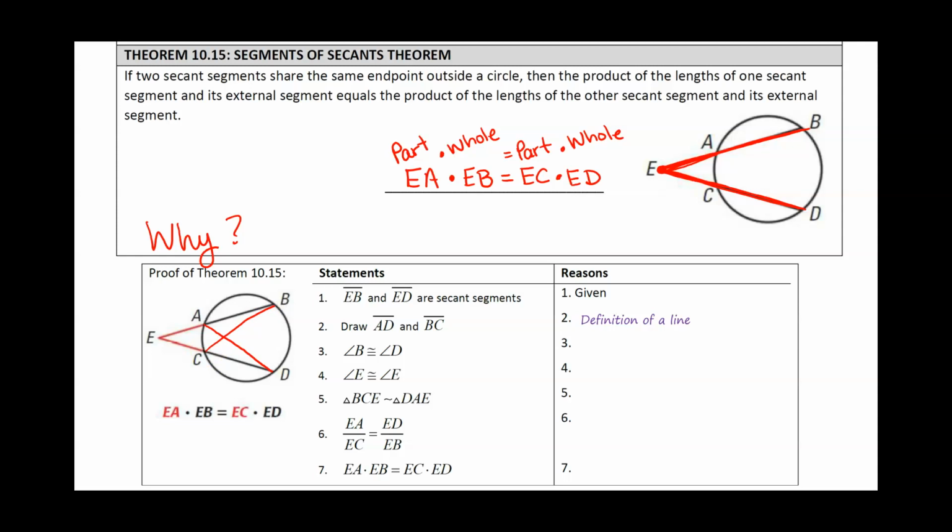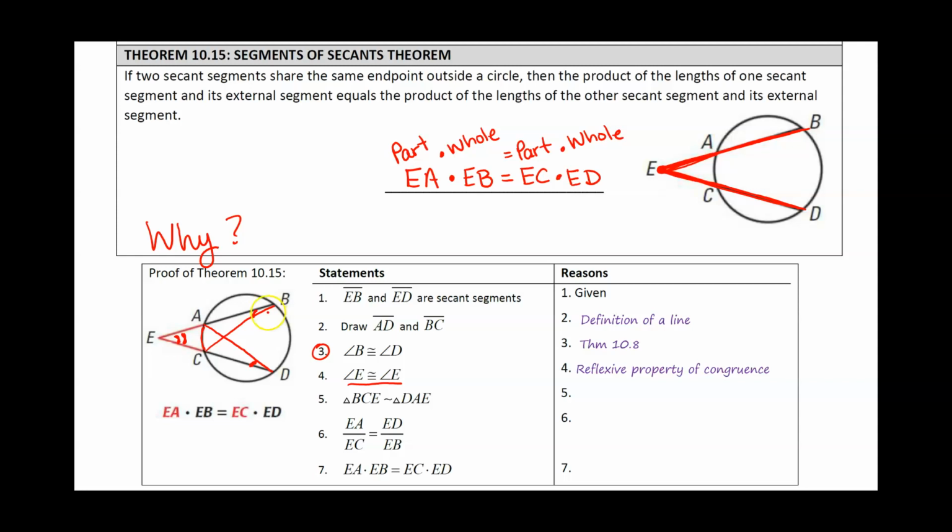Now, why are B and D congruent in step 3? Well, they are intersecting the same arc of AC. So it's still 10.8. But that only gives us one angle. So in step 4, you'll notice we have angle E is congruent to angle E. Well, we know that because it's the same angle. It's the same angle in the top and bottom triangles. Well, now we have triangles congruent again.